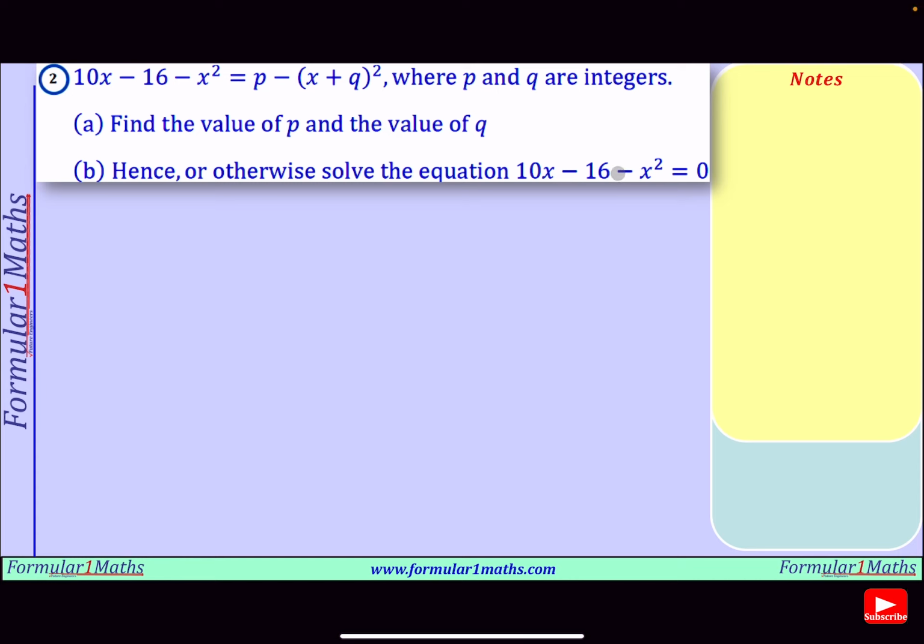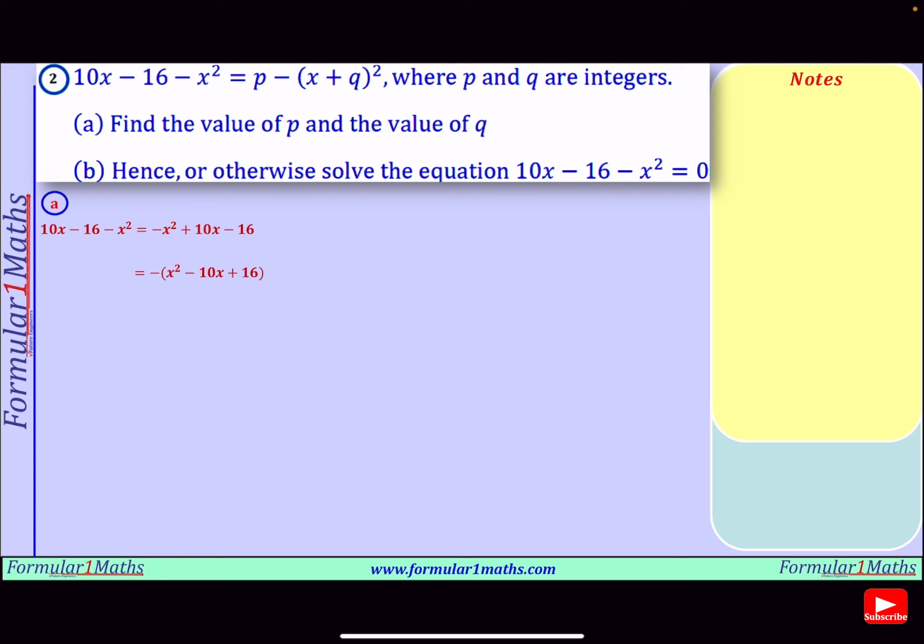So we start again by rewriting this equation to make minus x squared the first term, 10x the second term, and the third term will be the constant term minus 16. I can now take minus 1 out of the brackets by factorization, and I get this.